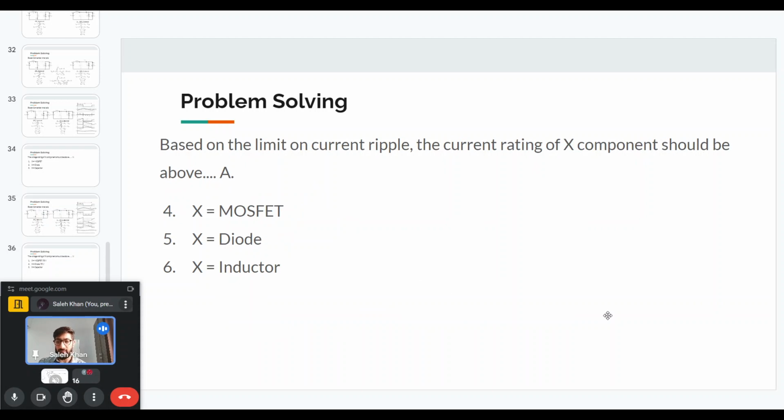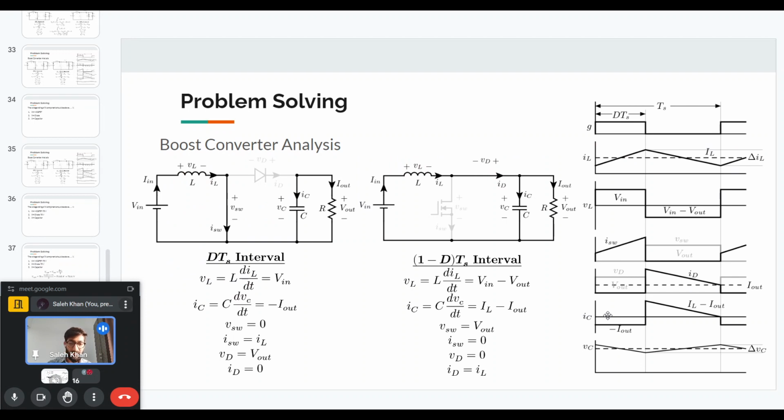So the next question here is that based on the limit on the current ripple, we are asked for the current rating of the MOSFET, the diode, and the inductor. So we can apply a similar analysis that we did previously. So we see that the current rating of the switch will be equal to the peak inductor current. Similarly, the current rating of the diode will also be equal to the peak inductor current. And we saw that the expression for the inductor current is I out divided by 1 minus D. And we can find out the duty from the output voltage, because we know the input voltage and the output voltage. We can find out what the duty will be, and we can then find out the inductor current.